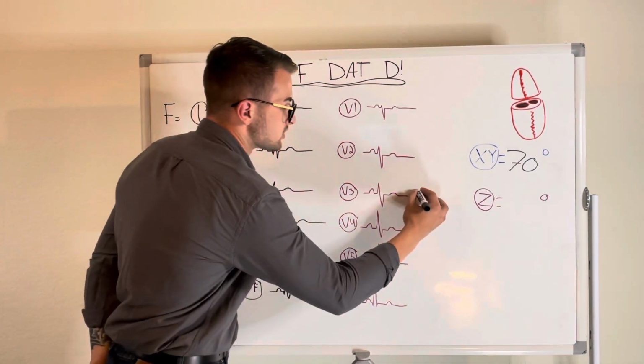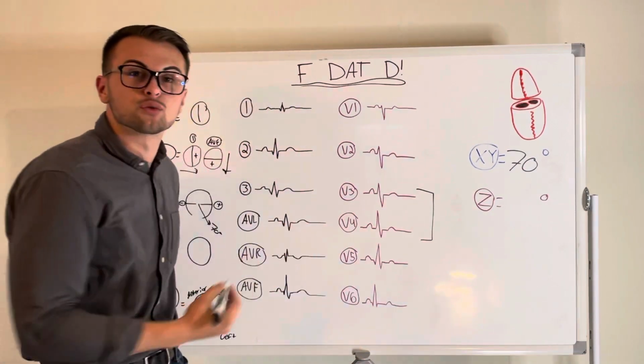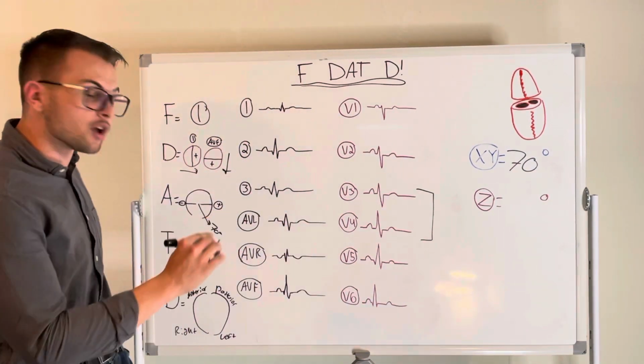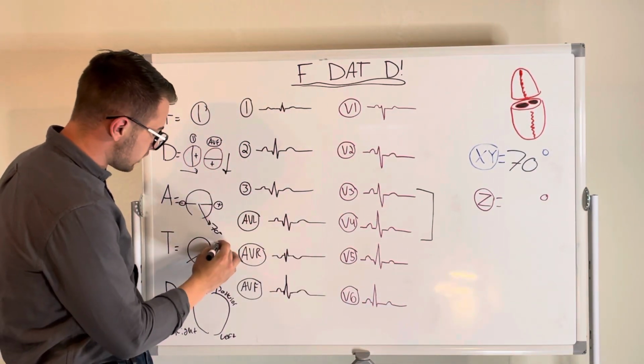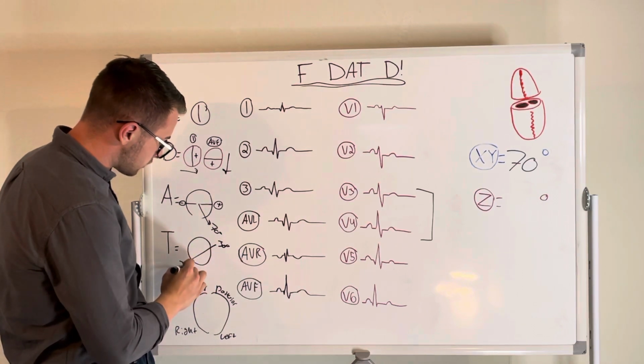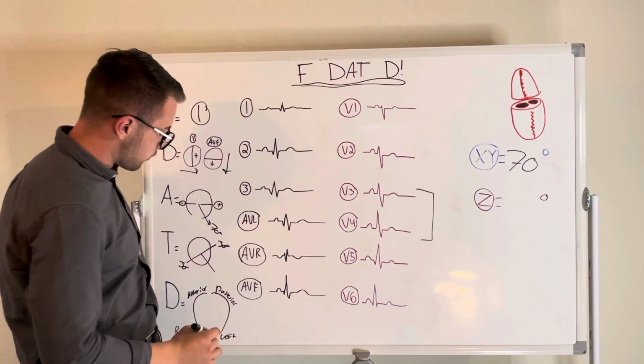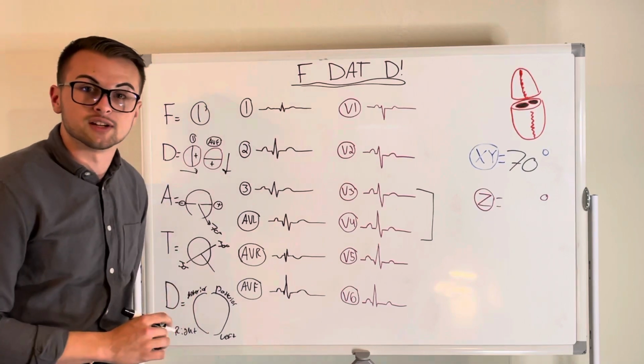So next we're going to use our transition zone. We see that our transition zone is between V3 and V4. Therefore, we know that we have a Z-axis that is about 30 degrees. Again, it's between V3 and V4, so we know that it is about 30 degrees.